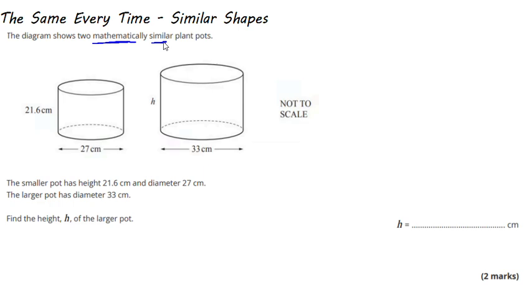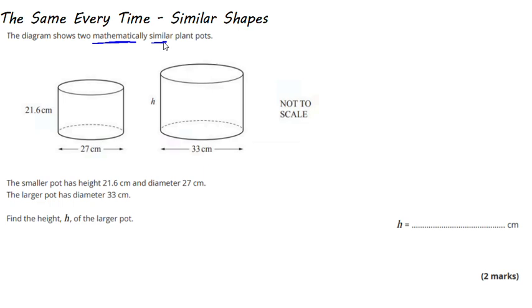Don't be put off by the fact that we seem to have three-dimensional shapes here, because they are still asking us about the height of the larger plant pot, and they tell us the diameter. So we're still dealing with distances here. We're not working with volumes or surface areas, so don't be put off by the fact that they are 3D shapes. We're still working with just distances and lengths.